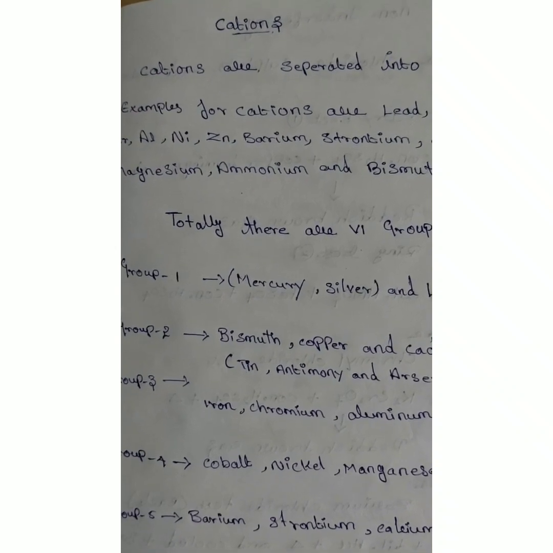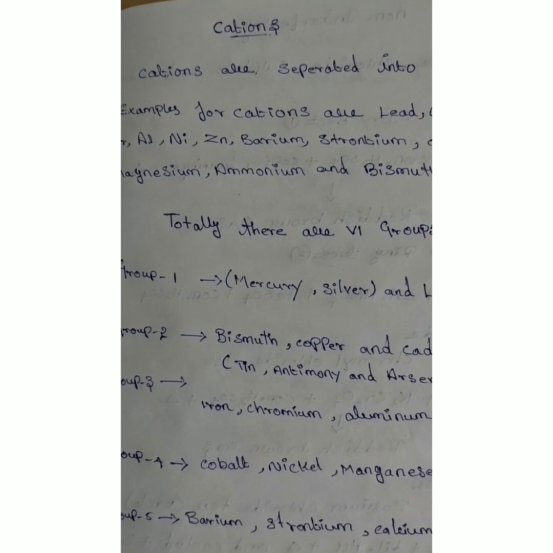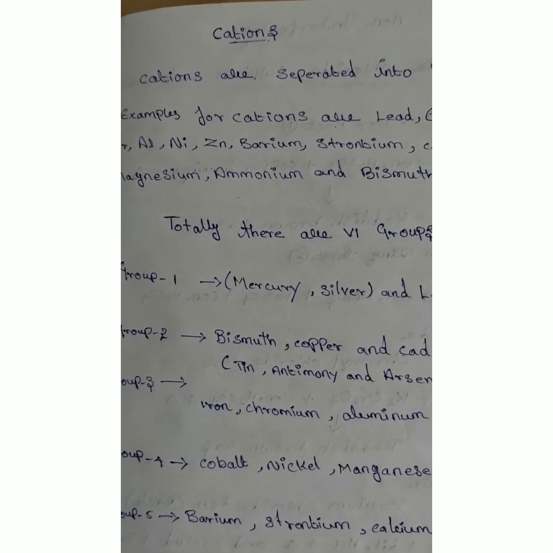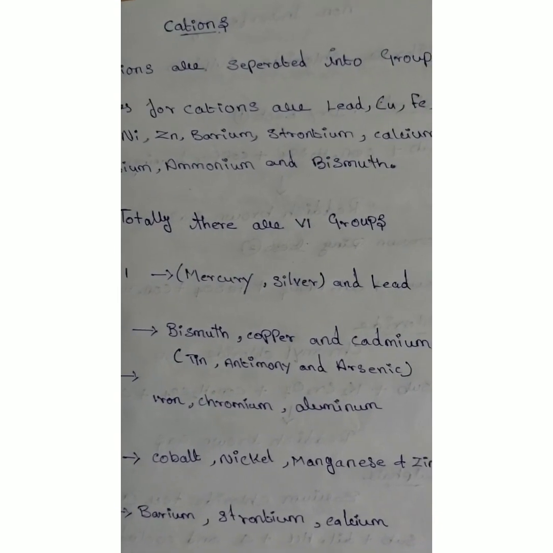In the previous video, we have seen how to detect the anions. In this video, we are going to see how to detect the cations. Cations are first separated into groups. So, let's see some examples of cation.